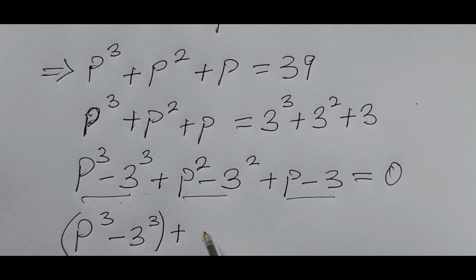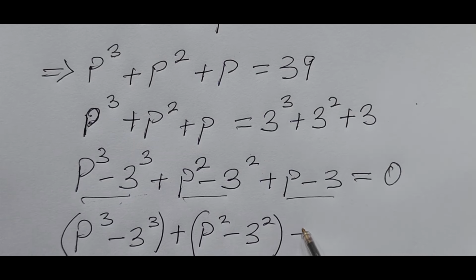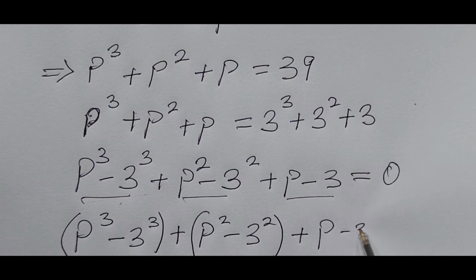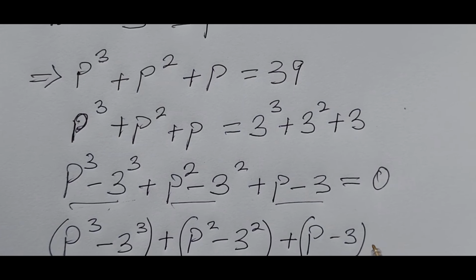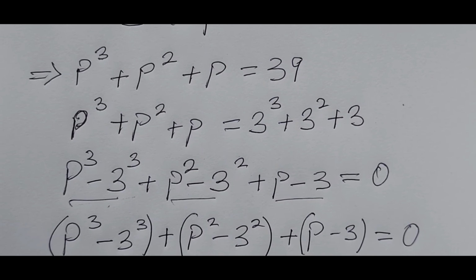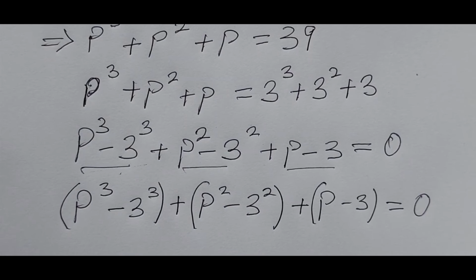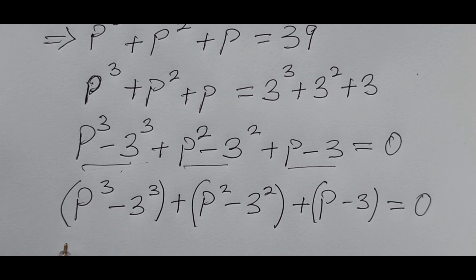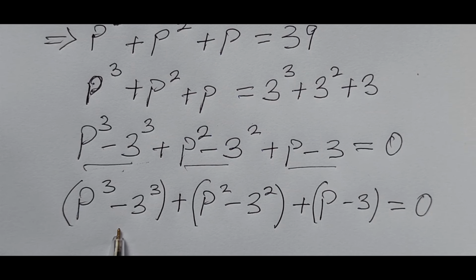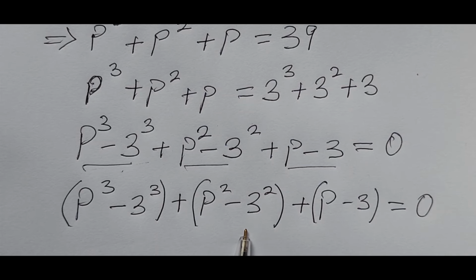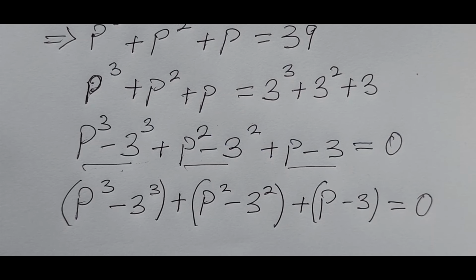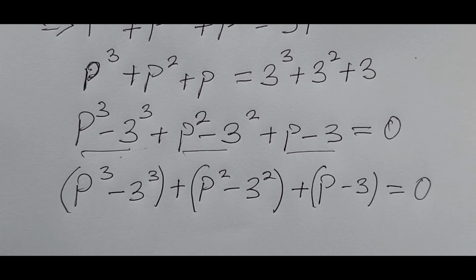Then plus (p² − 3²), or in brackets, then plus (p − 3), close bracket, everything equal to 0. So with what we have here now, we have what we call algebraic identities playing out here. We have an algebraic expression for this, and we equally have an algebraic expression for this. Let's check out these algebraic expressions.